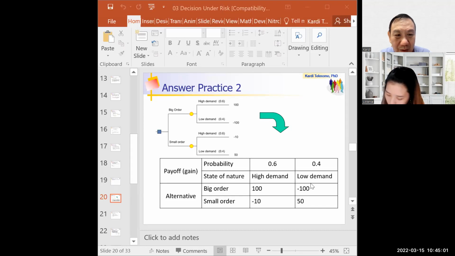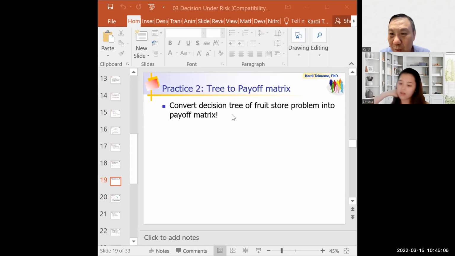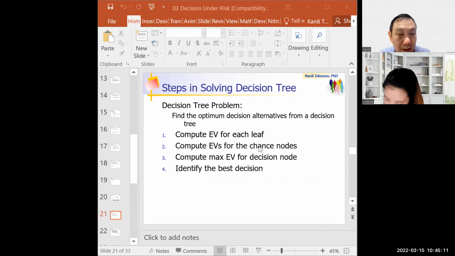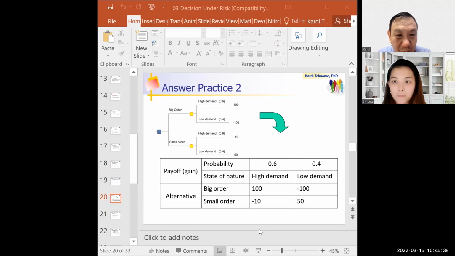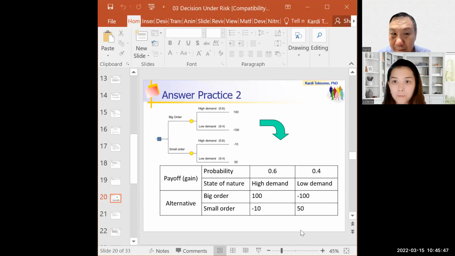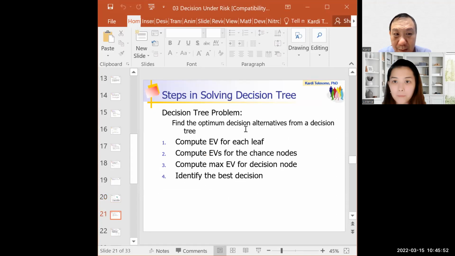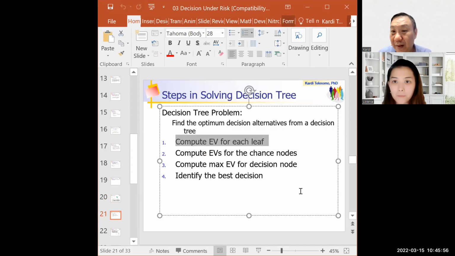I remember last meeting you tried to convert from a decision tree to payoff matrix. Probably you did not discuss how to compute in decision tree. Is it correct? Did you try to compute in decision tree? No, you don't remember. Okay, so let's say you have this problem. Can you make it into a decision tree, and then can you calculate? The step is like this. First, you compute the EV for each leaf, and then you compute the EV for the chance node, and then you compute the EV for the decision node.